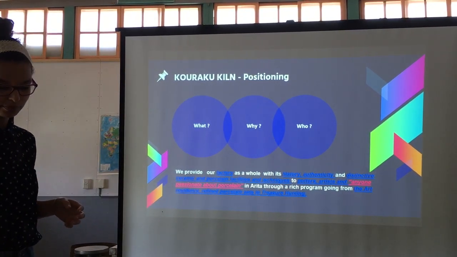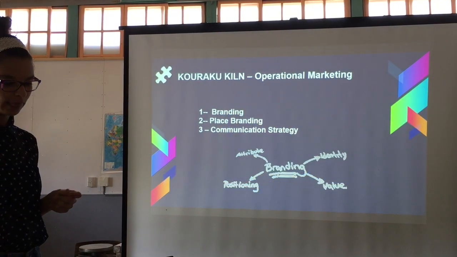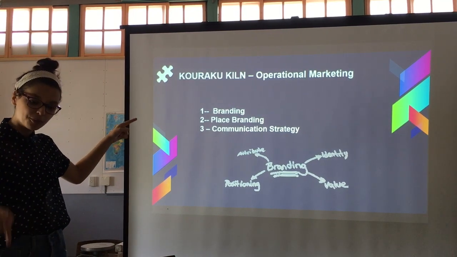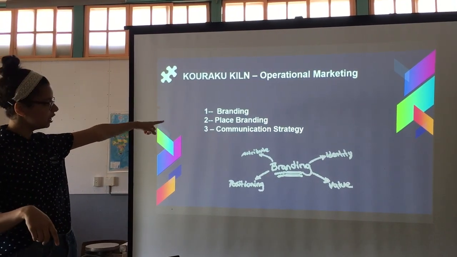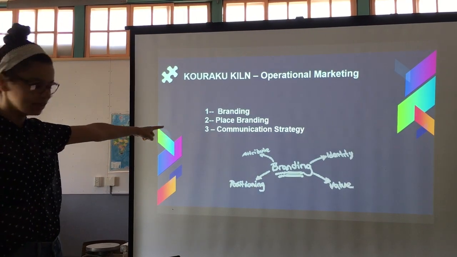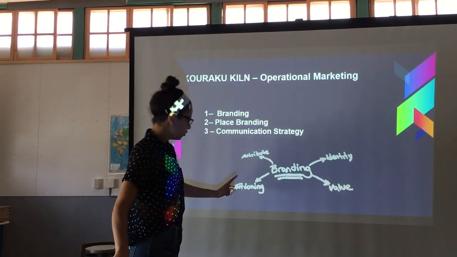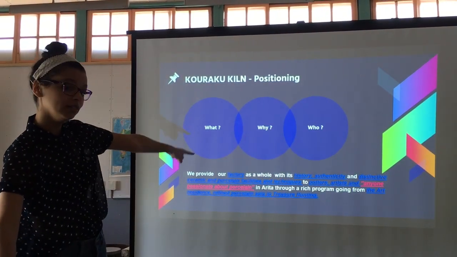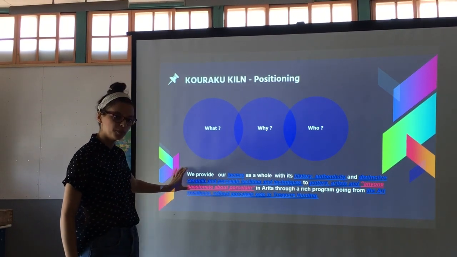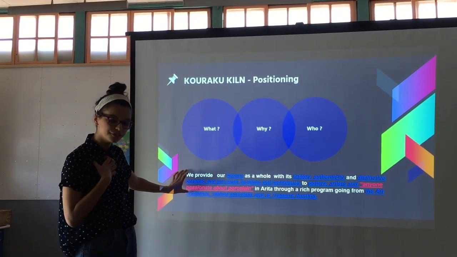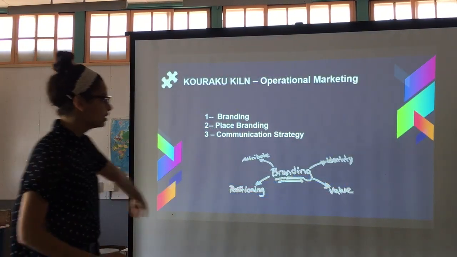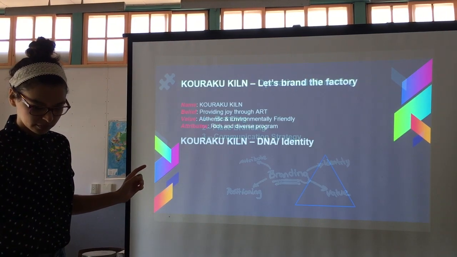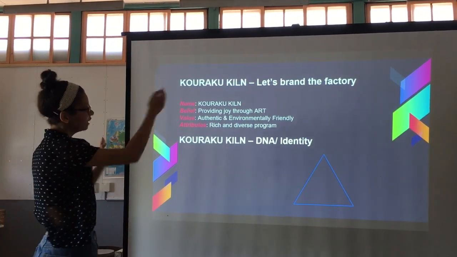If we want big impact. Now the operational marketing. What we're trying to do is branding. We're gonna brand the factory, and then we need to know how to communicate, which means we need to know the positioning. We just did the positioning. It's this paragraph. This is a really important paragraph because this is gonna be our belief. And the identity, the value, and the attribute. We will see all of this. So, cool. Let's brand the factory.